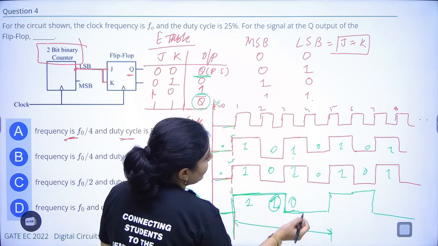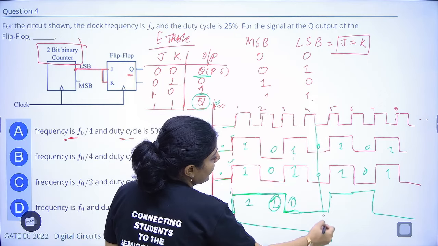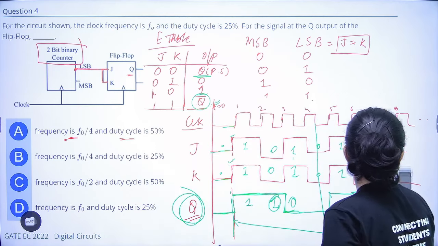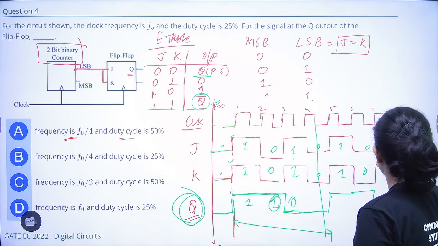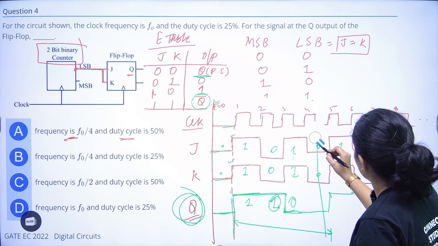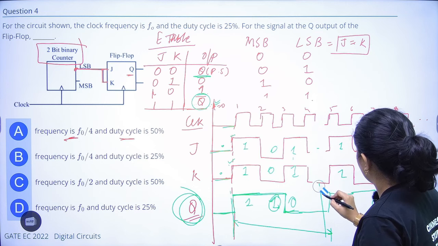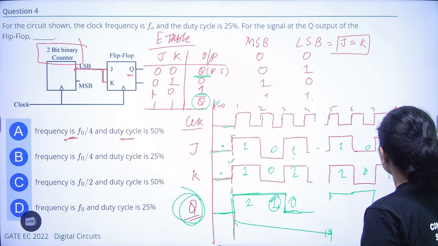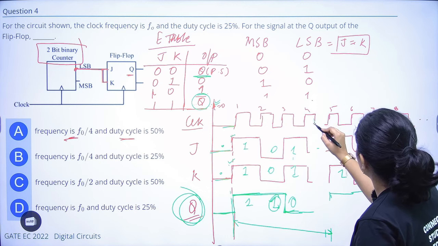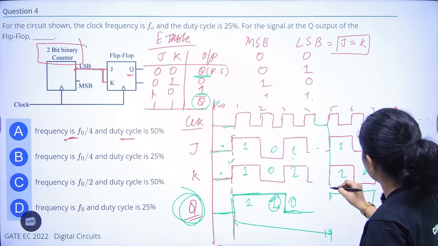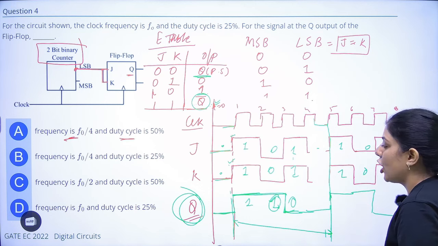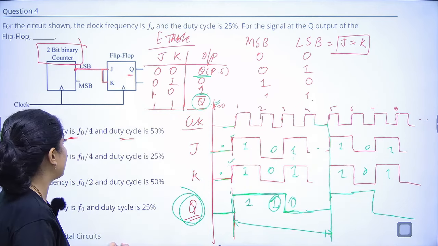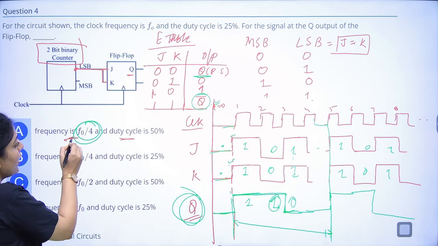Now it is completed in how much time? Starting from here, it will complete itself in 4 clock pulses. The 4th clock pulse is finished here. So it will complete itself in 4 clock pulses. So frequency will divide by 4.